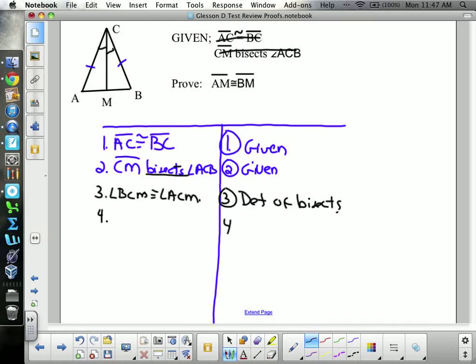Vertical angles. Pictures don't give us midpoints. Pictures don't give us things like that. Pictures only give us things like reflexive and vertical angles. Shared sides and vertical angles. Those are the only two things we generally get from pictures. Which one do we have here? We have vertical angles or a shared side? Shared side. So CM is congruent to CM, reflexive.